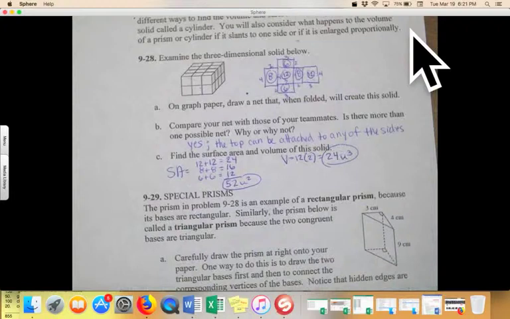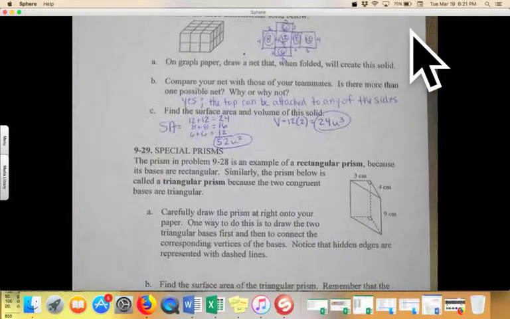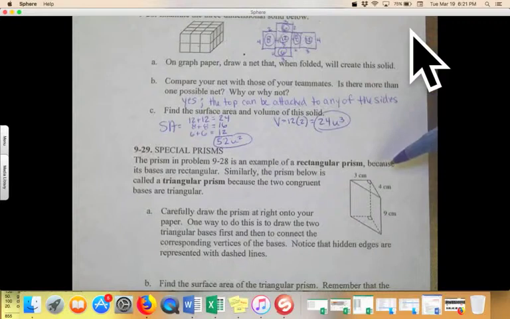All right, so special prisms. The prism in problem 928 is an example of a rectangular prism because its bases are rectangular. Similarly, the prism shown here is a triangular prism because the two congruent bases are triangular.